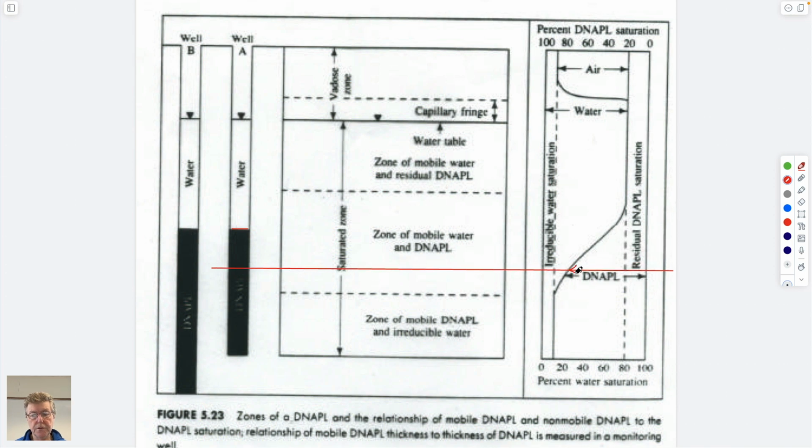Then the largest portion of this is DNAPL. The smallest portion of this is water. Again, there's no coincidence this looks like the capillary pressure versus saturation curve. But I guess what this figure is making the point of is as if this was a capillary barrier.